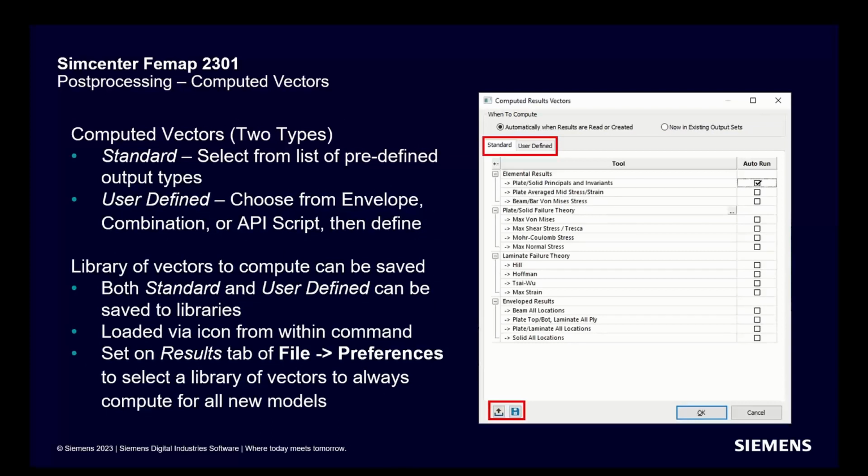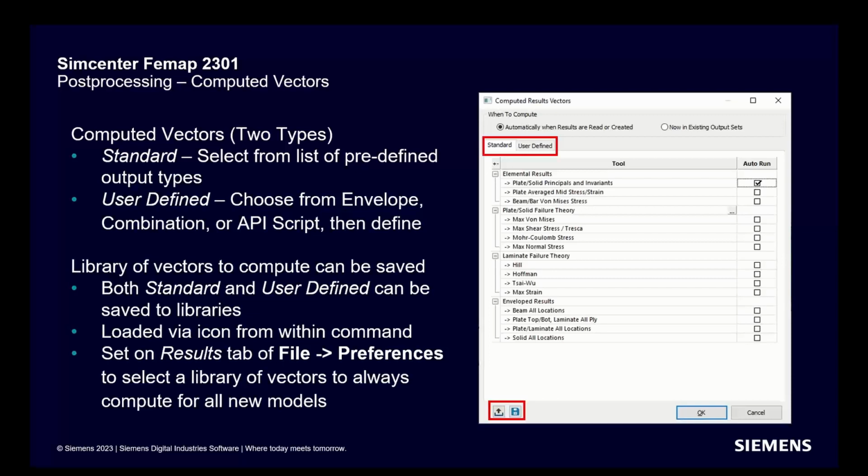And there are two different types of computed vectors. There are standard, which come built into Femap, and then there are user-defined. Standard lets you select from this list here. You can compute elemental results. You can compute plate solid failure theories, laminate failure theories, and you can also envelope results. And again, you can run this when you read or create results or at the time of run, which is pretty neat.